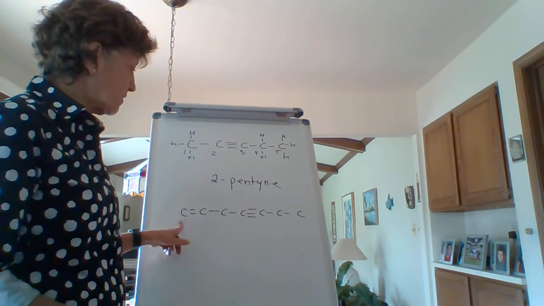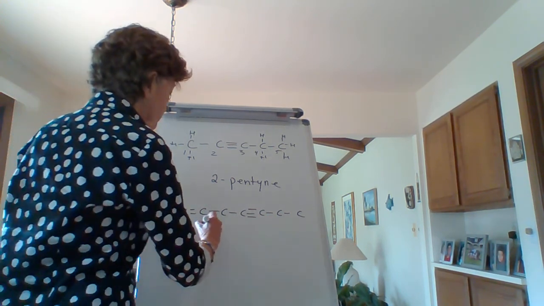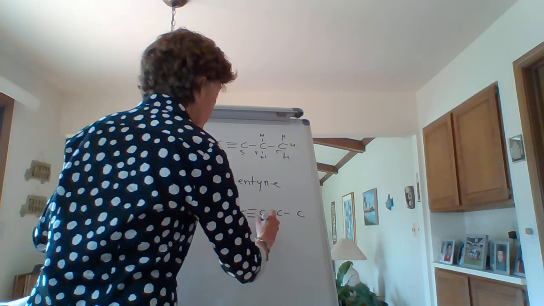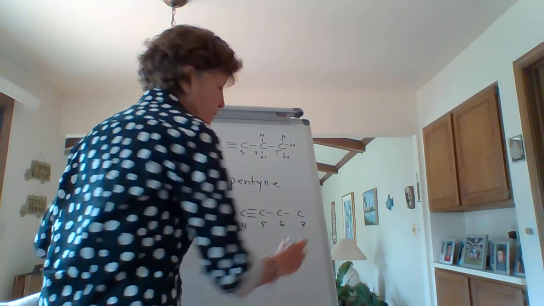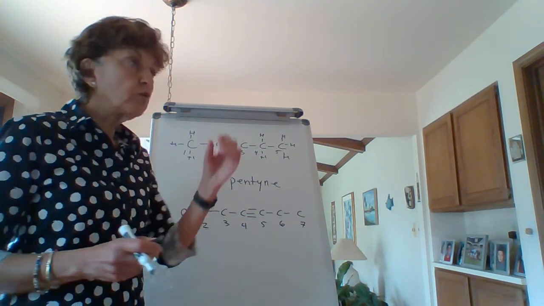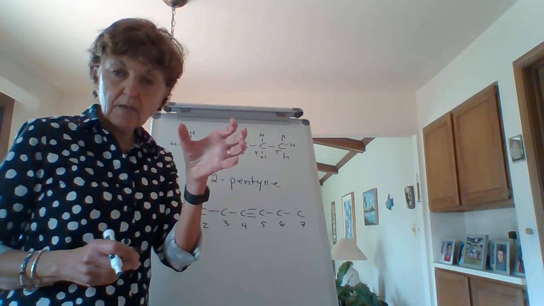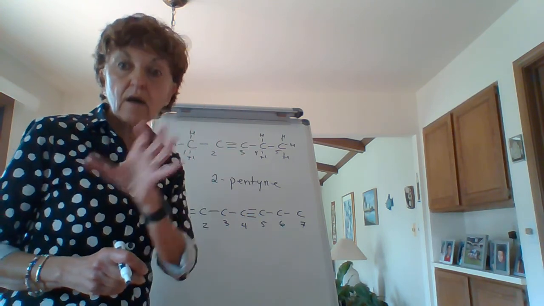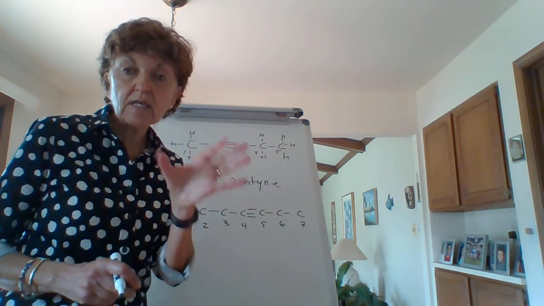So let's go with this 1, 2, 3, 4, 5, 6, 7. It's got 7 carbons, so it's a hept. But you break up the name and you call it an ene-yne. So it's a hept-ene-yne.